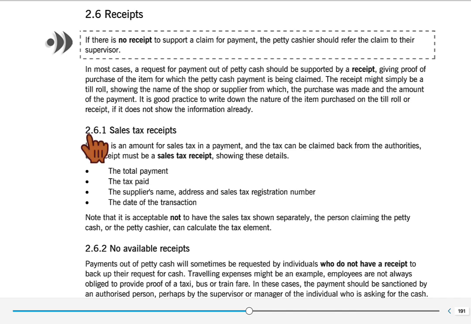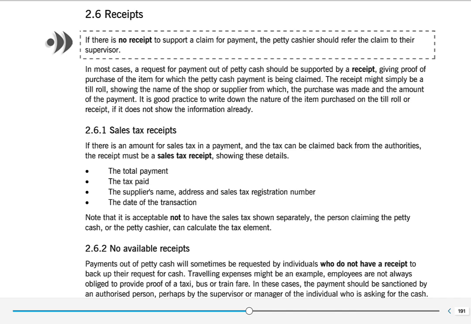Lesson 2.7 is called sales tax receipts. Students, this lesson is about one important situation. Sometimes a petty cash payment includes sales tax. For example, VAT in the United Kingdom, or GST in Canada, or sales tax in other countries. When sales tax is included, the receipt must be a proper sales tax receipt. This is because the business may be able to claim back the tax from the government, so we need stronger evidence than a normal receipt.